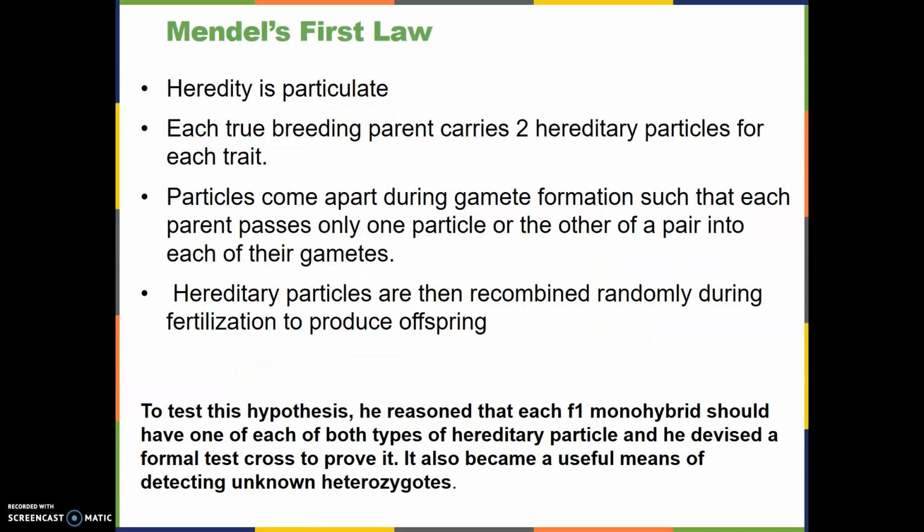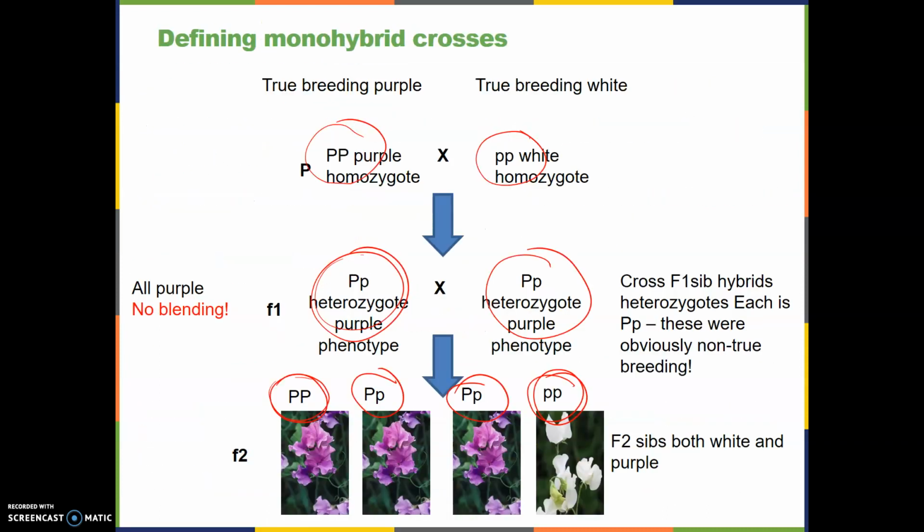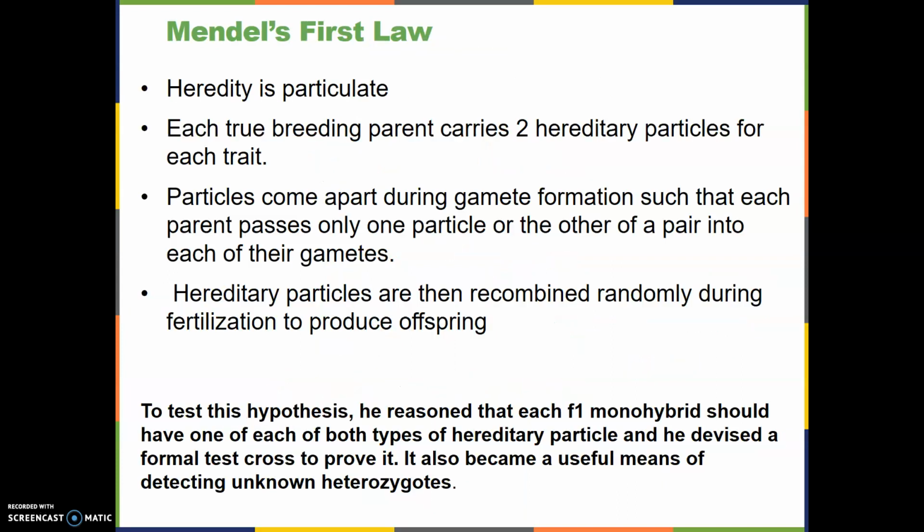So that is how you would actually show these combinations here. These are the different combinations you can get if both parents are hybrids, if both parents are heterozygous for the trait of flower color.